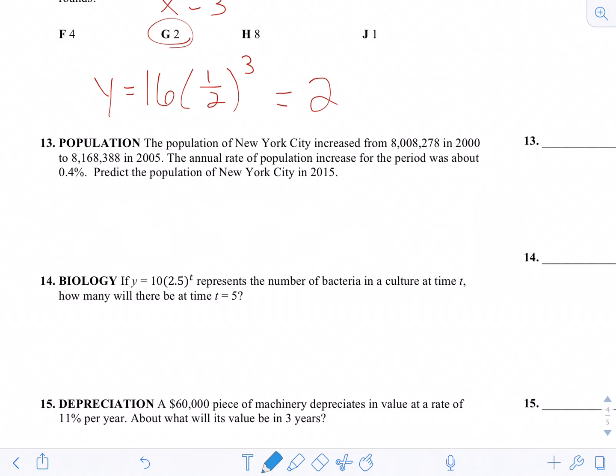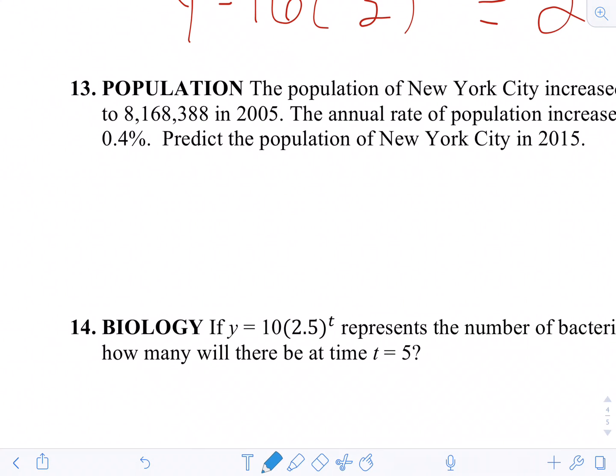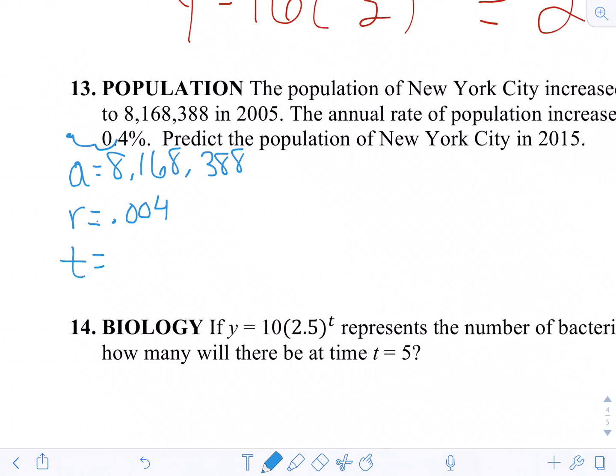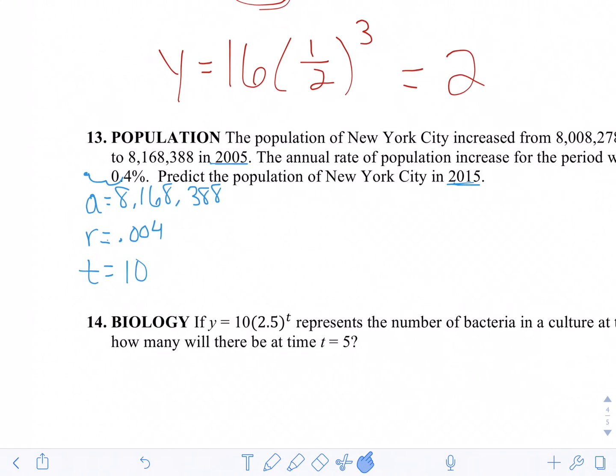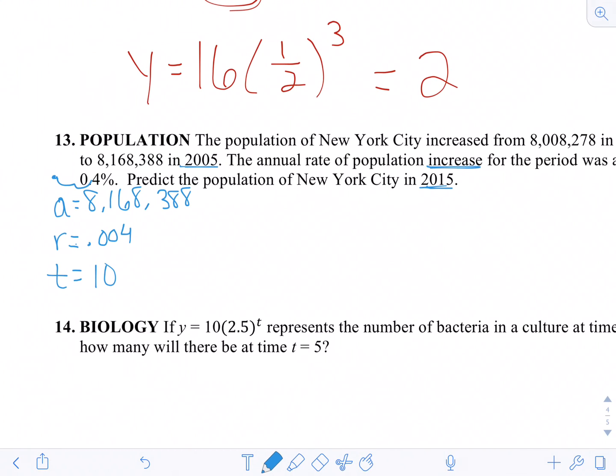Okay, so remember I told you to remember ART. I'm going to have to make this a little bit bigger. So if you can remember ART, A is your initial amount. So we have 8,168,388 people. R is my rate. Remember it can't be a percent, so you move the decimal over, so 0.004. T is my time. I was looking at 2005 to 2015, which gives me 10 years. It is increasing, it tells you right here, so since it's increasing, we're going to use our growth equation: 1 plus r to the power of t. And go ahead and plug in my answers.